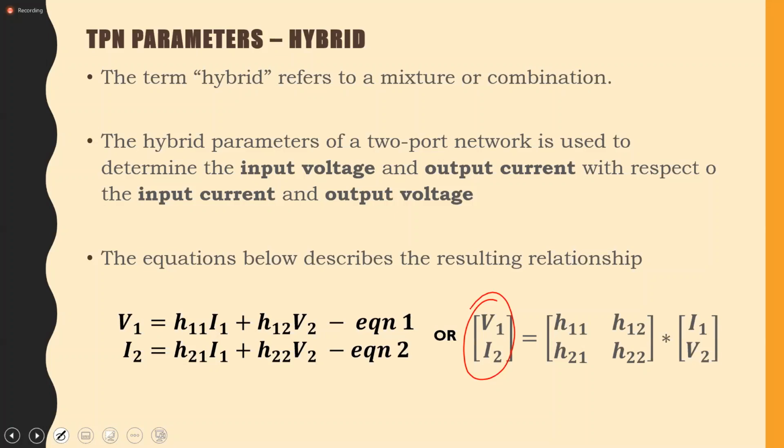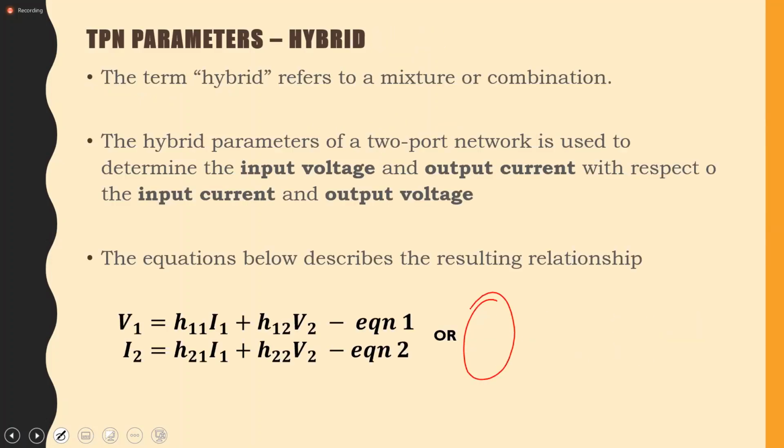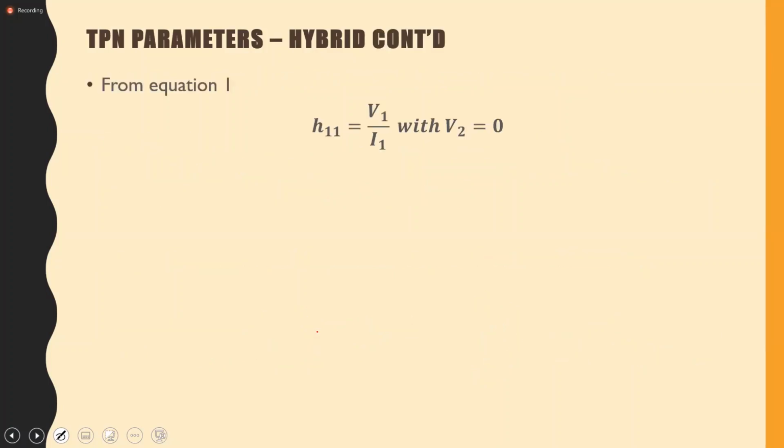All right. So if we take the first equation, we're trying to find H11, then H11 is equal to V1 over I1. If you look back at the equation, if we want to find H11, then we make V2 0, and we're left with V1 over I1 with V2 0. All right. So we have done that already. So I'm just going to assume that you have revised that approach, and I'll take it from there. So H11 is V1 over I1.